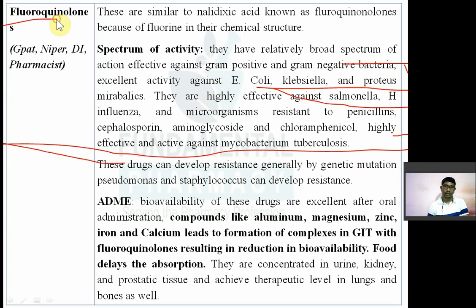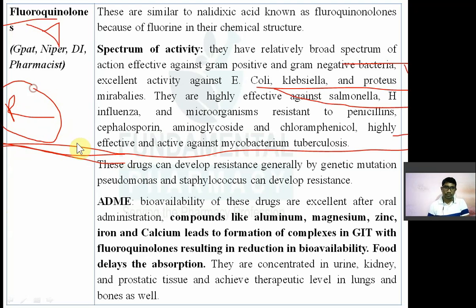So they are effective against gram negative as well. They will kill gram negative bacteria, gram positive bacteria, E. coli, Klebsiella, Proteus mirabilis, Salmonella, Haemophilus influenzae, and other organisms which are resistant to penicillin, cephalosporins, aminoglycosides and chloramphenicol. They are also effective against acid-fast bacilli, that is Mycobacterium tuberculosis. So some fluoroquinolones are used in TB. They are known as reserve drugs, okay, reserve drug, not a first line drug. If fluoroquinolones are used in TB, they are known as reserve drugs.